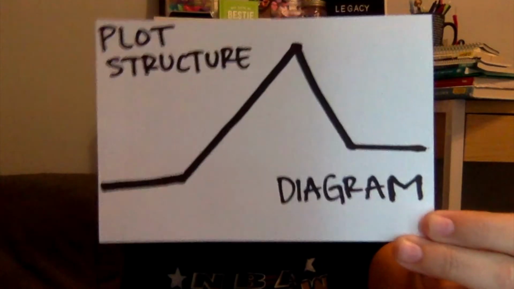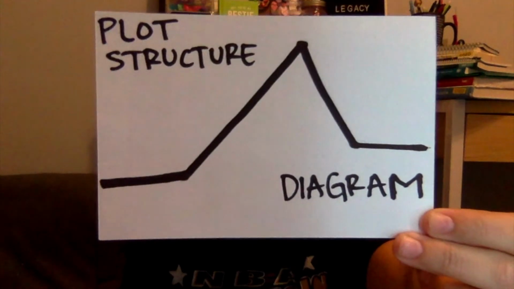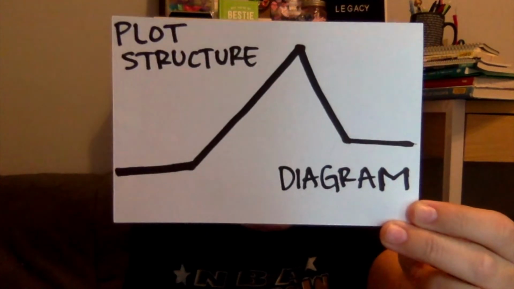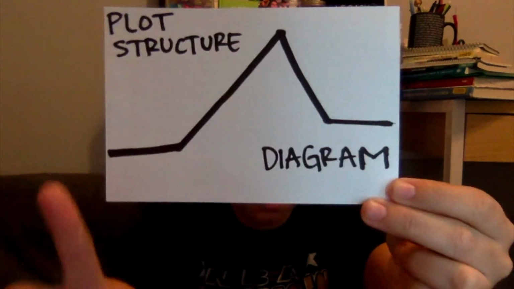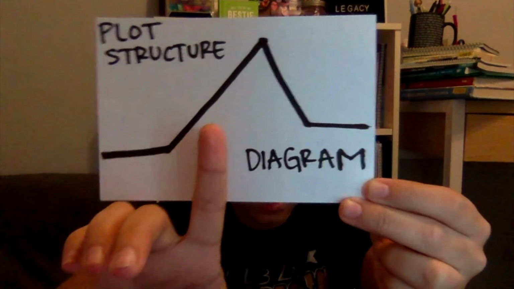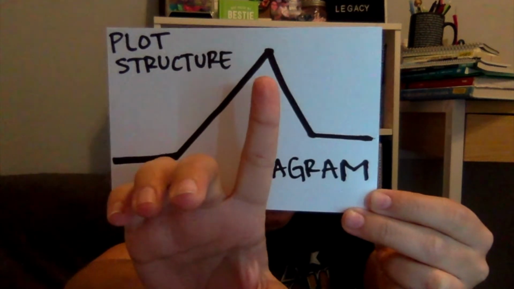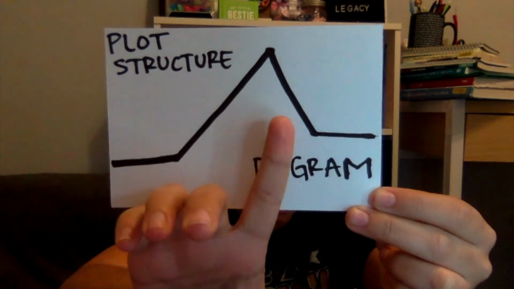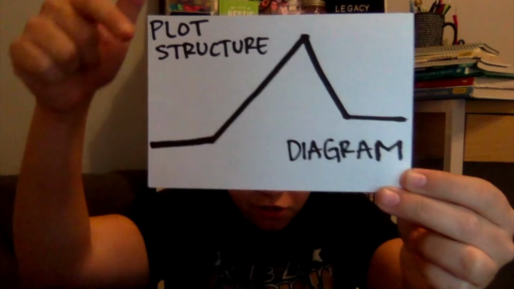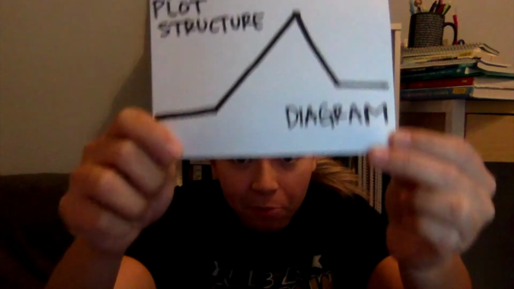This diagram is a typical plot structure diagram you could find in any of your classrooms. Maybe your teachers have done this one with you guys before, maybe not, but usually it goes from exposition, conflict, rising action, climax, falling action, and then we meet to the resolution. So this is what we'll be going over. If you're interested in this, keep watching.